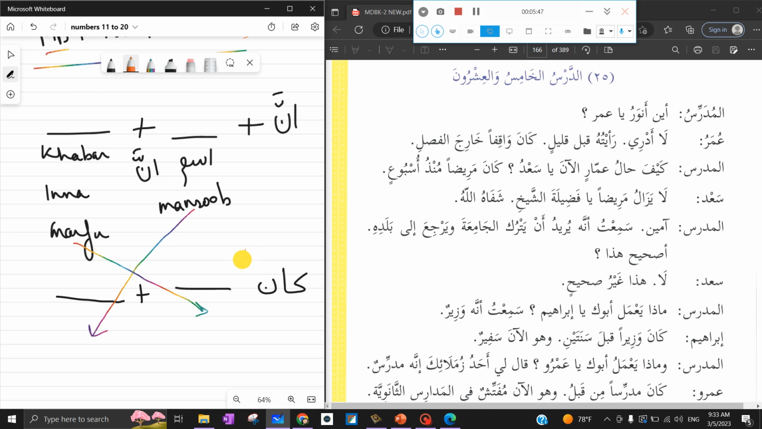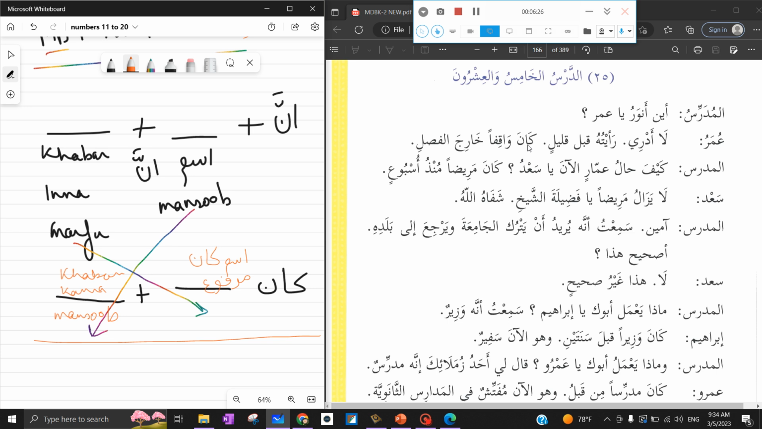The ism kana is marfu. And what about khabar kana? Khabar kana is mansoob. So this is the basic rule for inna and kana. Whenever a question comes on inna, just remember the rule of inna. And when a question on kana comes, make it opposite. So you will never get confused in answering the question during the exam.